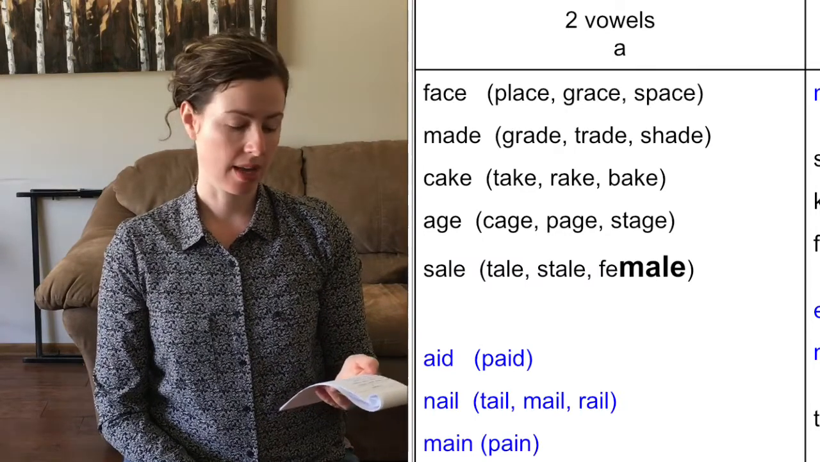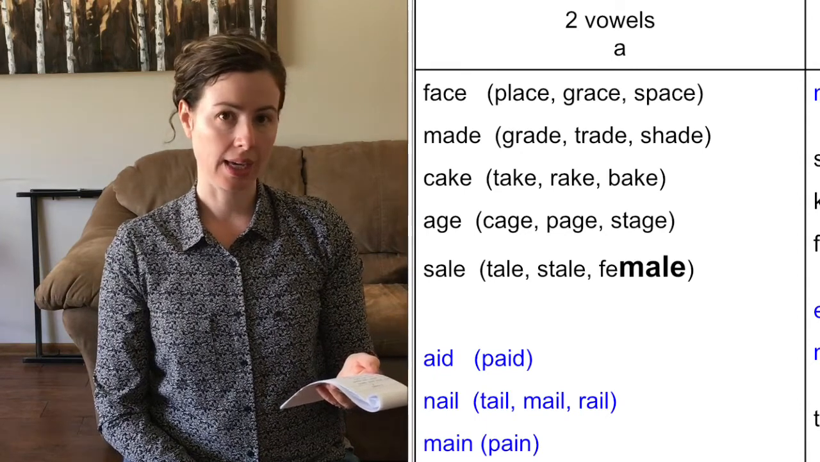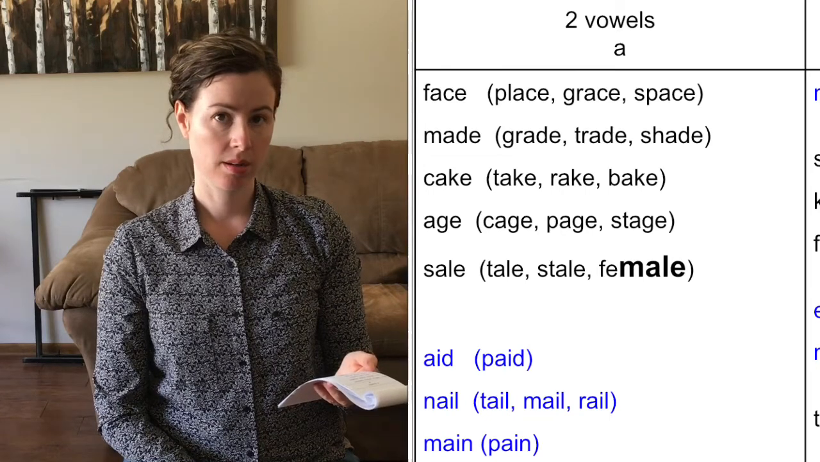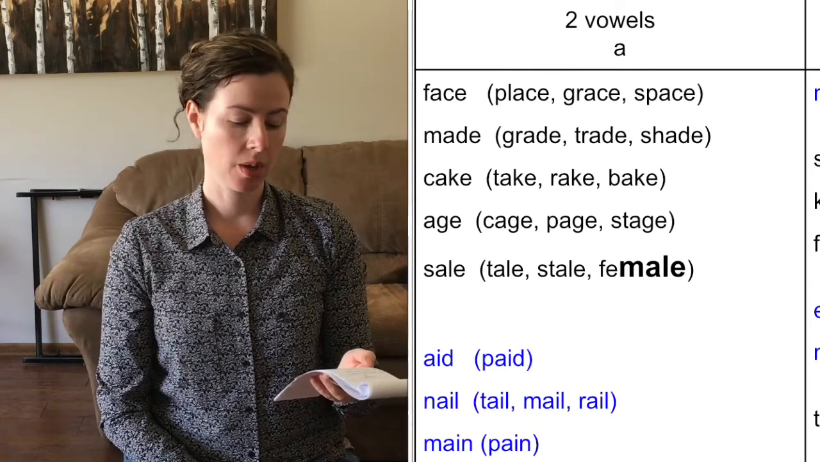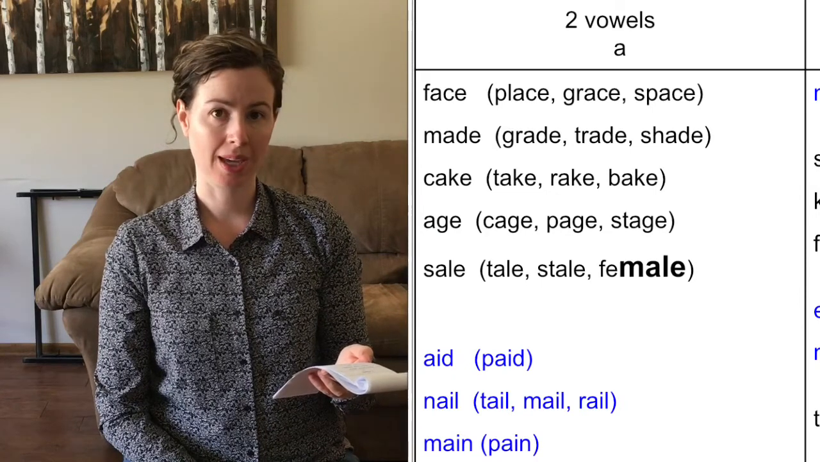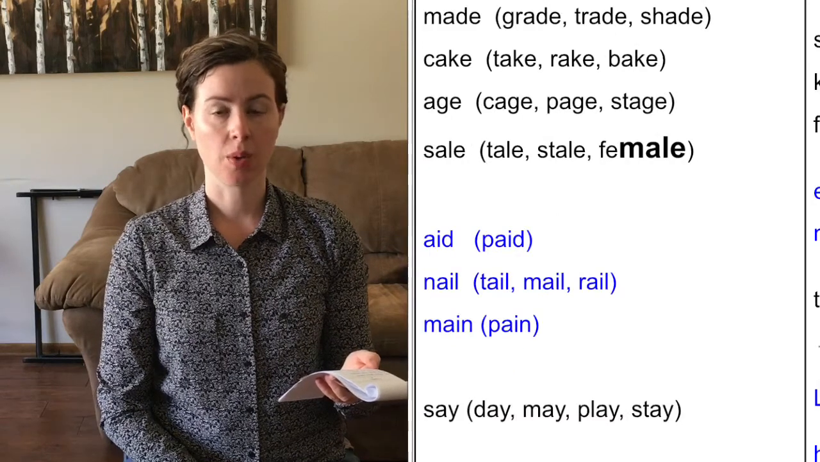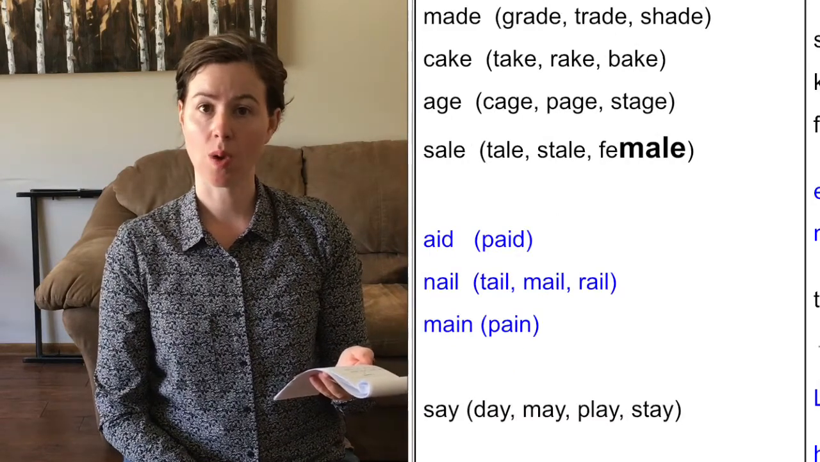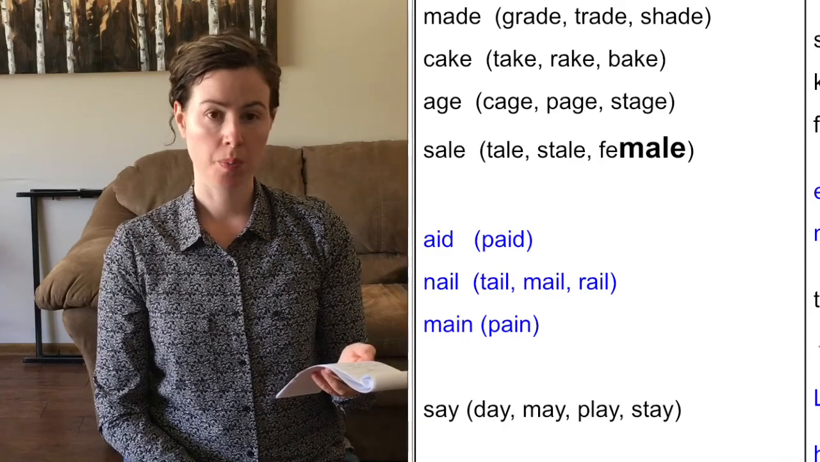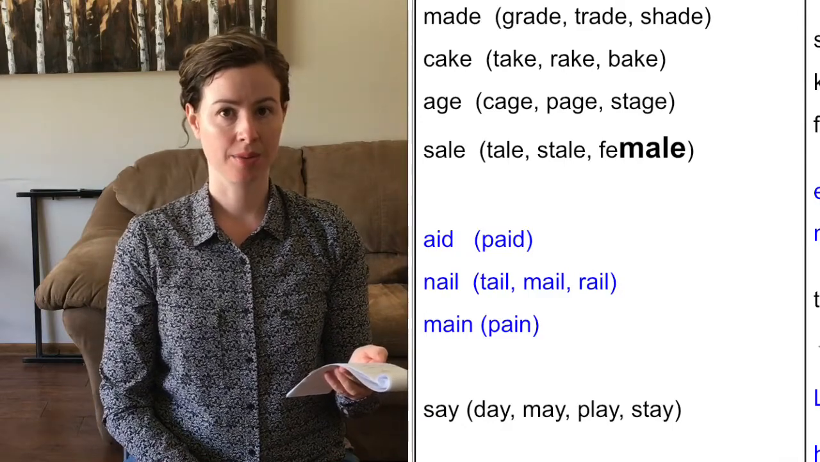Now these ones have an A first and an I. Aid, paid, nail, tail, mail, rail, main, pain. Now we have A first with a Y. Say, day, may, play, stay.